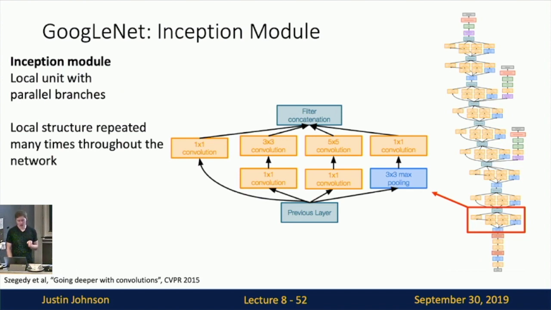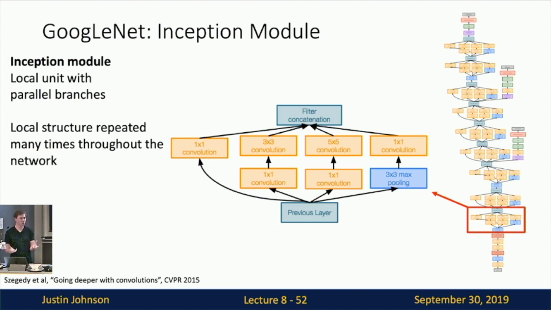The other innovation in GoogLeNet is the so-called inception module. They were very clever because they got to go deeper, so they called it inception. The idea is that they had this little module, called inception, that was a local structure repeated throughout the entire network. Just as VGG used the simple repeated structure of conv-conv-pool, GoogLeNet used this little inception module design that was repeated throughout the entire network many times. The inception module also introduced the idea of parallel branches of computation.